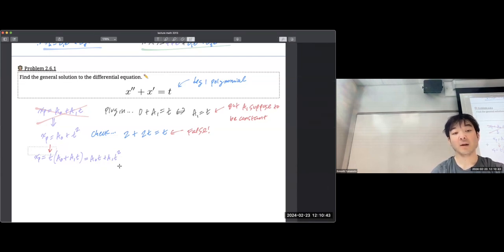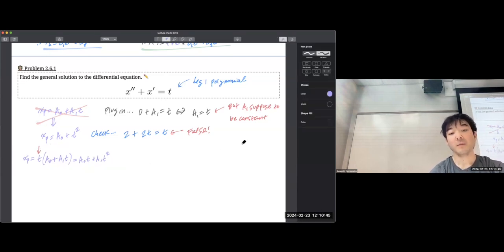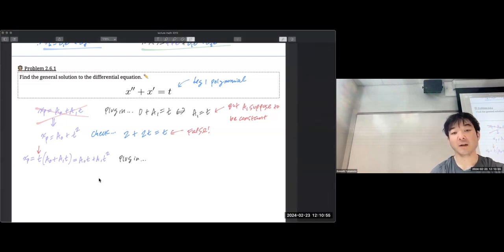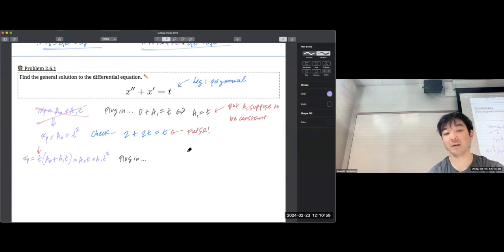If you try this one and plug it in, then you'll have a second derivative that is going to require, well, let's just compute the derivatives on the side here. So this is your xp, then what's your xp prime? Xp prime would just be a naught. And then this one would be 2a1t, right?